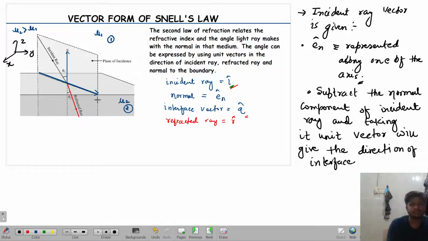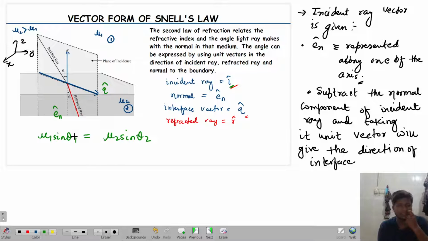Now look, as soon as you get the interface vector, you can also tell me, see this. You have got the interface vector which is represented by q cap. You will be aware of the normal vector which is represented by En cap. Now you know the formula: n1 sine theta 1, or mu1 sine theta 1, is equal to mu2 sine theta 2. If you apply this, what will you get? Here you are aware of theta 1 and you are aware of mu1. You are aware of mu2, so you can calculate the value of theta 2.